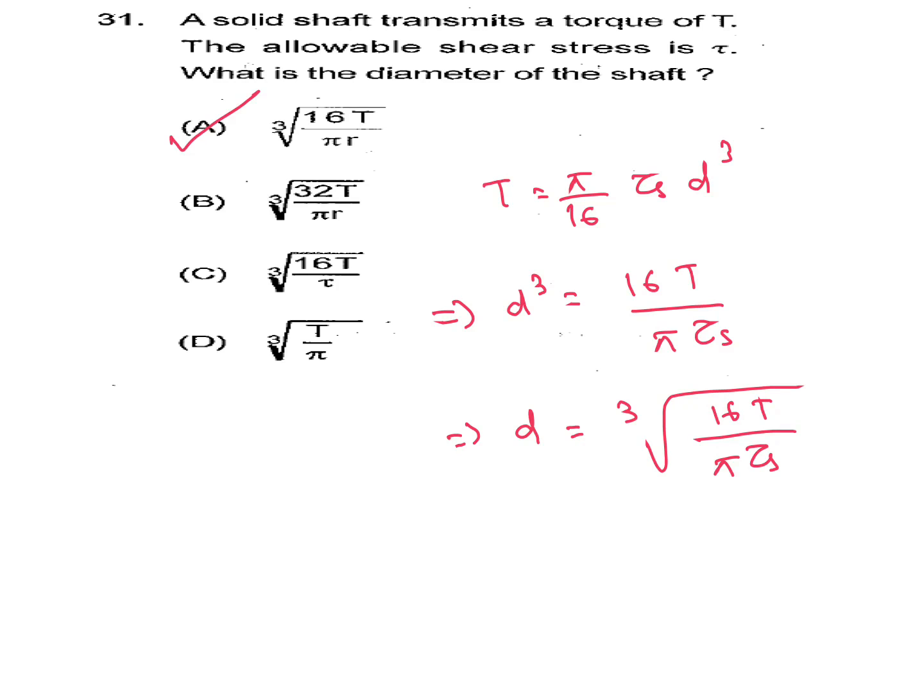A thin cylinder with both ends closed is subjected to internal pressure P. The longitudinal stress at the surface has been calculated as sigma 0. The maximum shear stress at the surface will be equal to how much? For thin cylinder, d by t is greater than 10. This is the condition for thin cylinder. Di is inside diameter and t is the thickness.